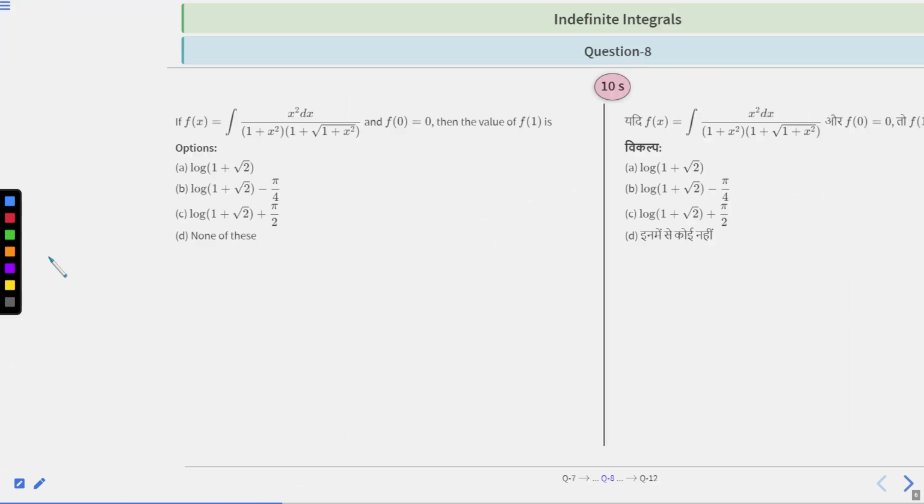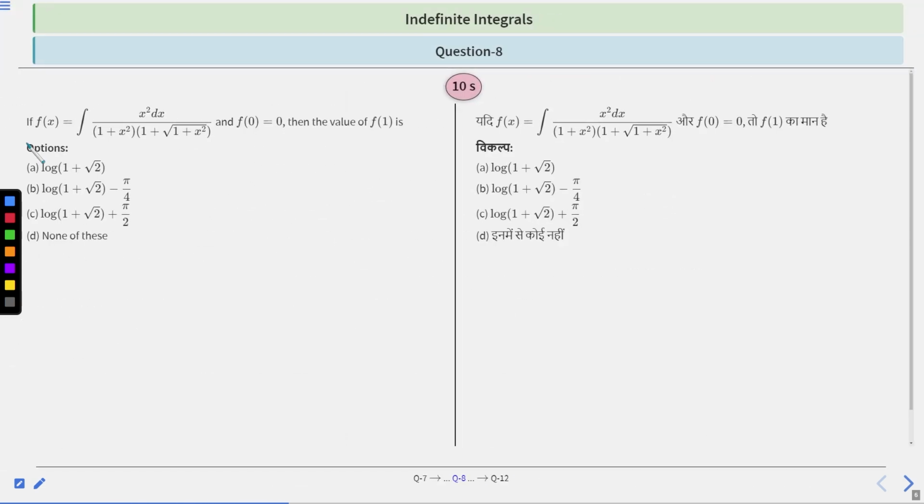Okay, let's move to the next question. Question number 8, which says that if f(x) is equal to integration of x square dx upon (1 plus x square) into (1 plus root over 1 plus x square), and f(0) is equal to 0, then f(1) is equal to. See, the hint of this question is you can assume 1 plus x square as t square, right? You can assume 1 plus x square as t square. Clear?